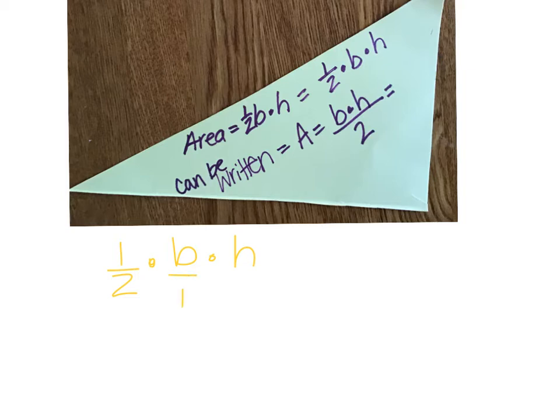We can think of it, because we're using fractions, we can think of base over 1 and height over 1, which if I connect these lines, that would be the same thing as saying base times height divided by 2, because 2 times 1 equals 2. Now you have base times height divided by 2.